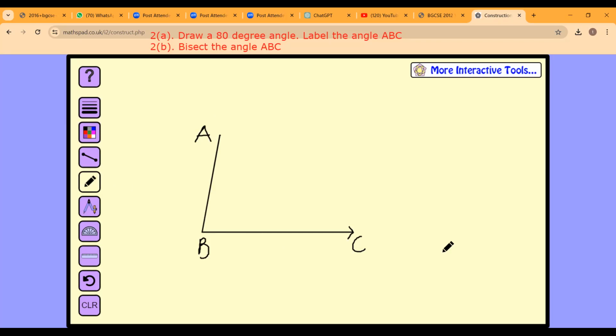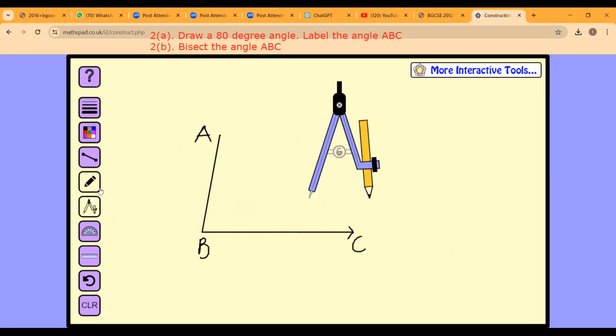Samantha, what are we gonna do in order to bisect this? Go ahead, China. Where's China? Right here. What's the first thing we're gonna do? We have to put the compass point on B and swing it around. Very good, such that it cuts the two rays.